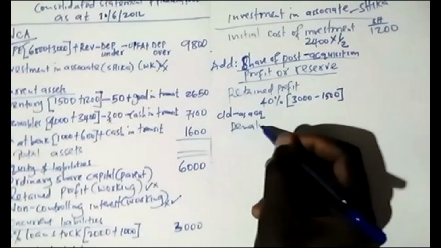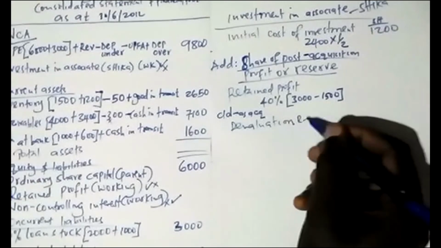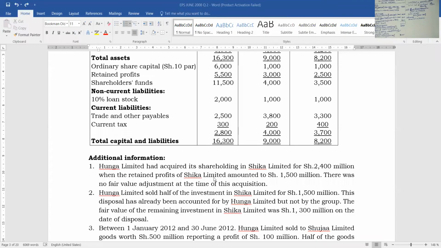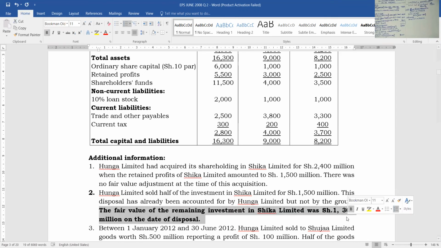Then the revaluation reserve is the one which was concerning investment. According to note 2, let's check. They said that the investment was 13 instead of being 12. In this note 2, there is this sentence: the fair value of the remaining investment in Shika was 1,300 on the date of disposal.